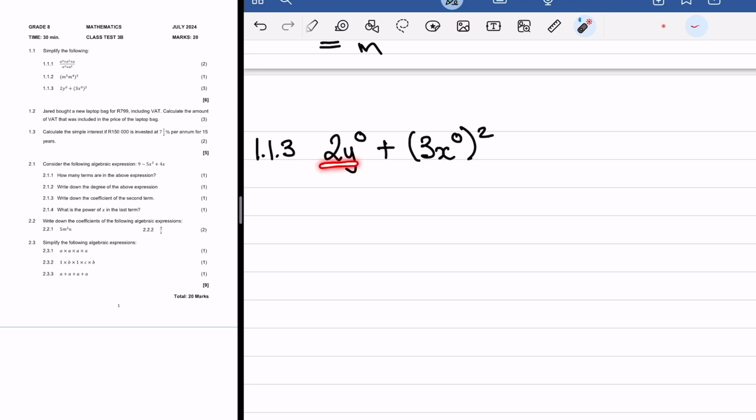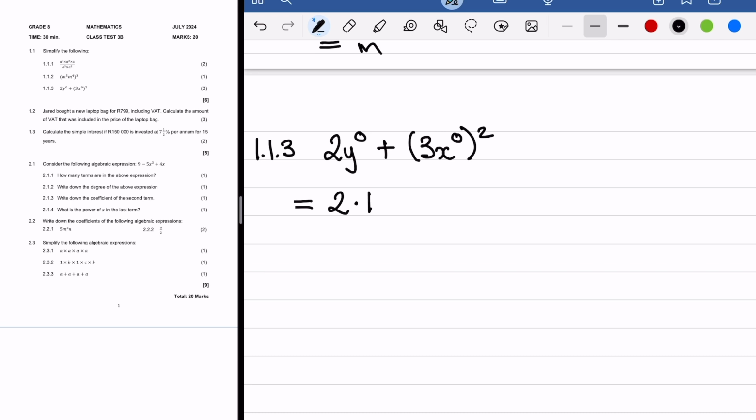And because we know that this is a product, meaning it's 2 times y to the power 0, if y to the power 0 is equal to 1, this then simplifies to 2 times 1. I'm using a dot here now for times. So the whole thing is not 1, it's just the y to the power 0, which is 1.